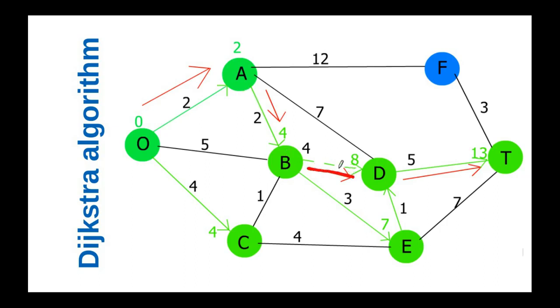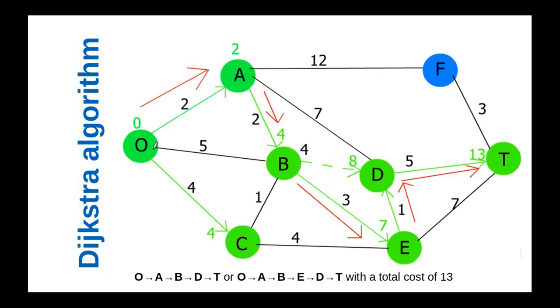We can go this way, D and T, or we have an alternate possibility, that is this, from O to A, B, E, D, and T. Both are the same, because they both have a total cost of 13. So what's the best? I don't know.